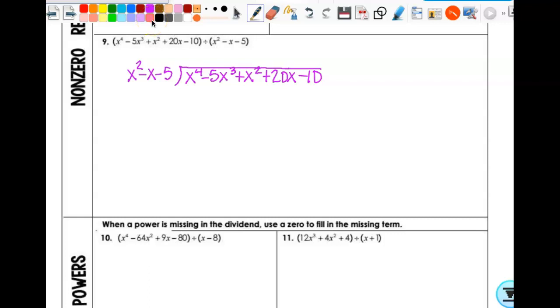You do it the exact same way. It doesn't matter how many terms there are. We take the first term, x to the 4th, divided by x squared. I get x squared. I put it above the x squared term. Then I multiply back and line things up. X squared times x squared is x to the 4th. X squared times negative x cubed. X squared times negative 5, negative 5x squared. Then I change the signs. These zero out. This leaves me with a negative 4x cubed plus 6x squared, and I bring down my 20x.